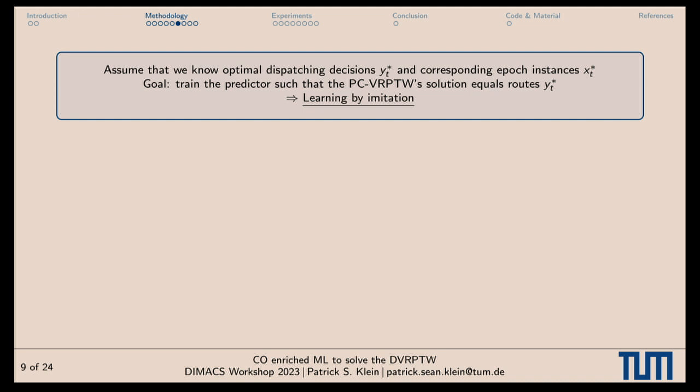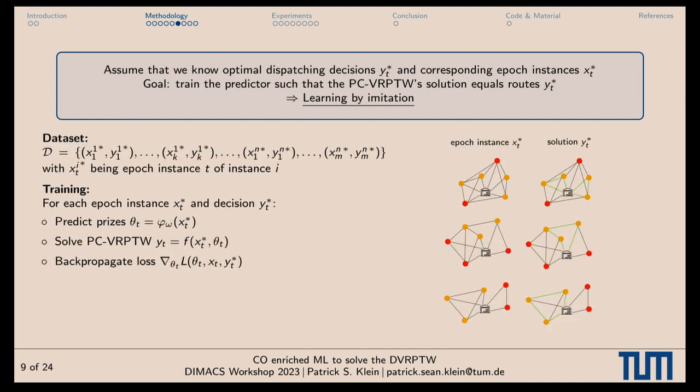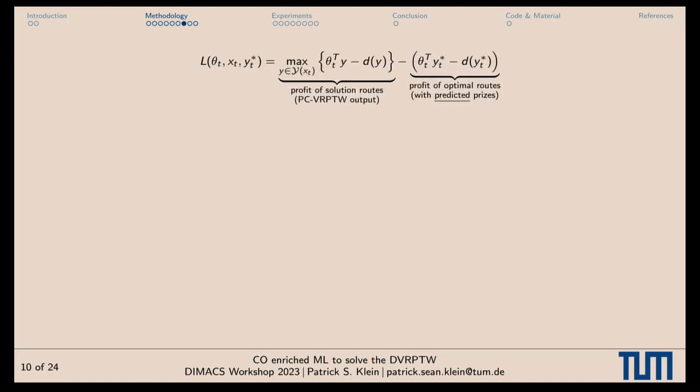Now, our goal is then to train a predictor such that the output of our pipeline, that is the PCVRPTW solution, matches the routes the optimal dispatching policy would dispatch, which is essentially a learning by imitation setting, as Axel has outlined earlier. As our data set, we use these pairs of epoch instances and optimal dispatching decisions and conduct training by simply evaluating the forward pass of our pipeline. That is, first predict the prices and then solve the PCVRPTW for these prices, and then backpropagate the gradient of our loss function. Now, the fundamental question, of course, is how do we express our loss function? This is also what Axel has talked about and basically bases on the Fenchel-Young loss.